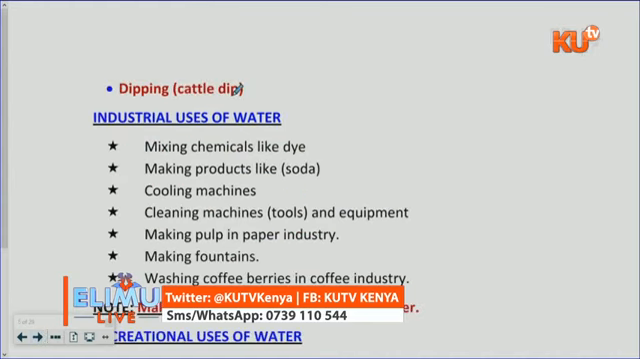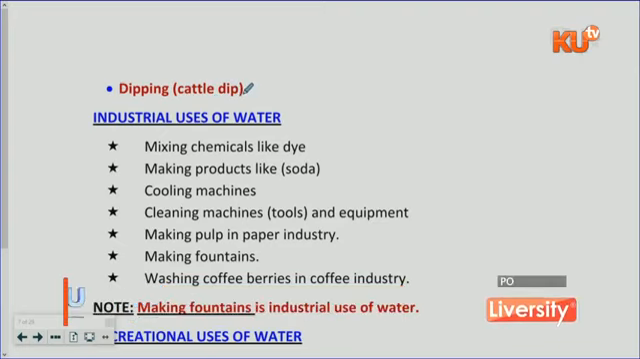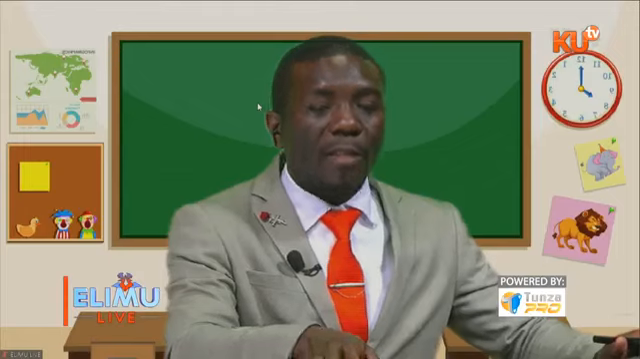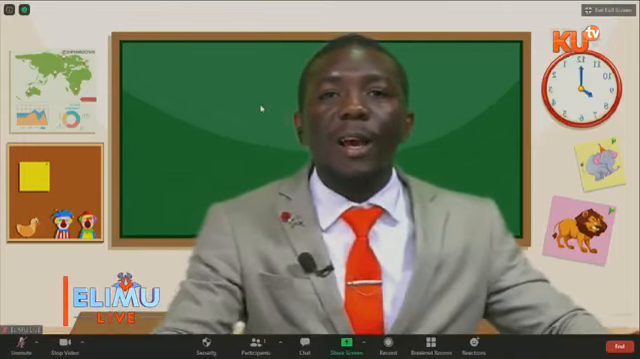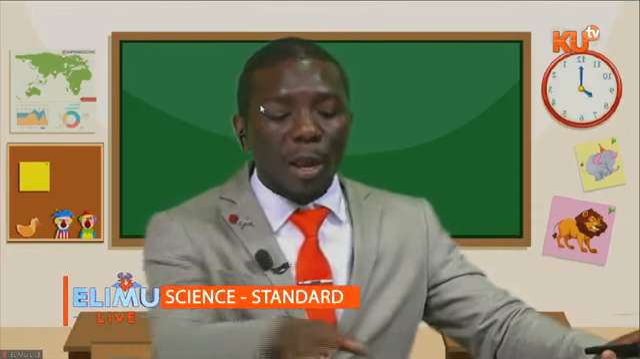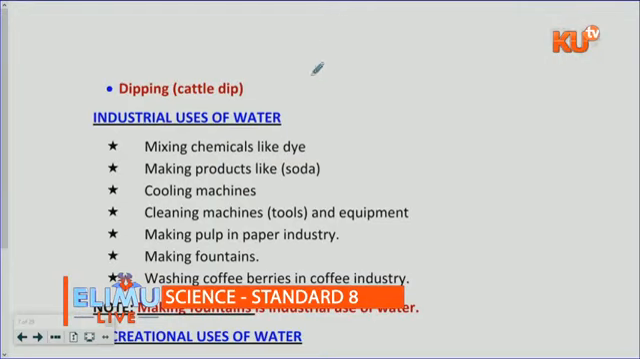And then we have the last one, known as dipping. Dipping is what we call a cattle dip. It is a way of controlling external parasites like ticks, mites, and fleas. So we dip animals, and a cattle dip has water. When you mix water with acaricide, it makes something that we call a plunge. A plunge is a mixture of water and acaricide.